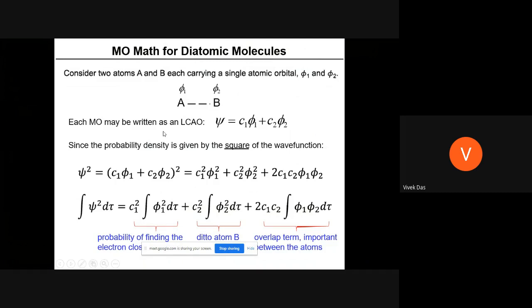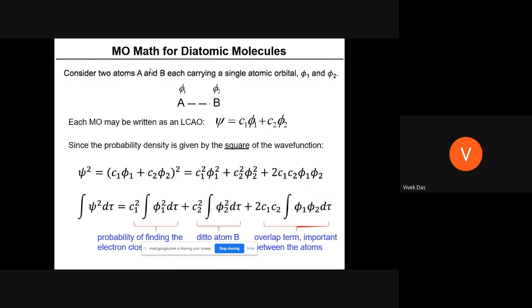This is for a homonuclear diatomic molecule. Let's start with the same atomic orbitals, then we will discuss heteronuclear. Take the case of hydrogen: how do they interact to form a molecular orbital?